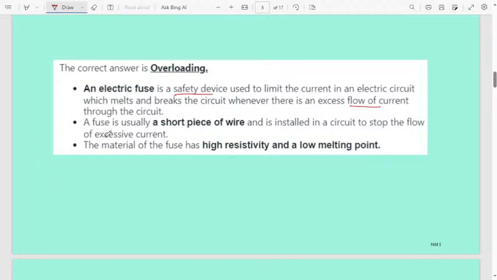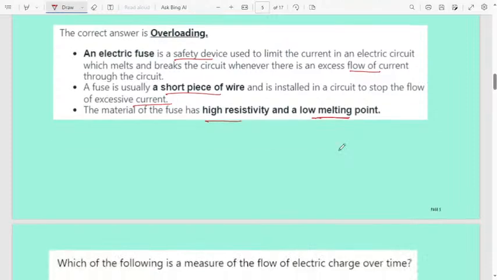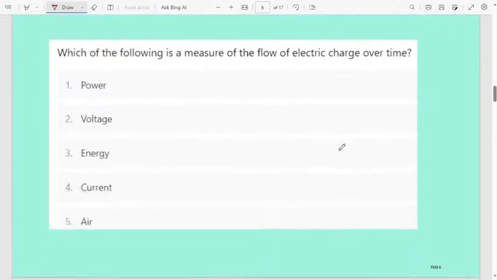A fuse is usually a short piece of wire. Yes, I told you it is a piece of wire installed in a circuit to stop the flow of excessive current. To stop the flow of the current, we will use it. The material of the fuse has high resistivity but low melting point. Resistivity of the fuse will be very high. Then melting point will be very low. These are the important points you have to remember.